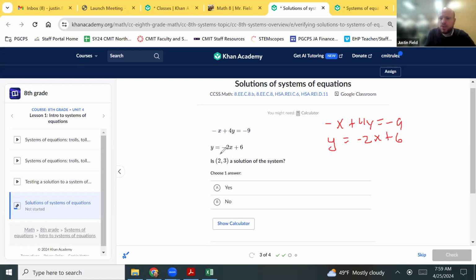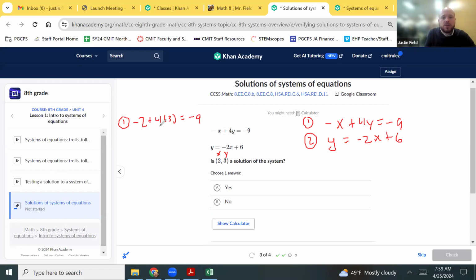All right, so we're going to go through the success criteria. 2 is our x value, 3 is our y value. And so we're going to substitute those into both equations. So I'm going to number the equations. And then I'm going to write equation 1 over here, but instead of x, I'm going to write 2. So I'm going to write negative 2 plus 4y, but instead of y, I'm going to write 3. So I'm going to write plus 4 parentheses 3 equals negative 9.